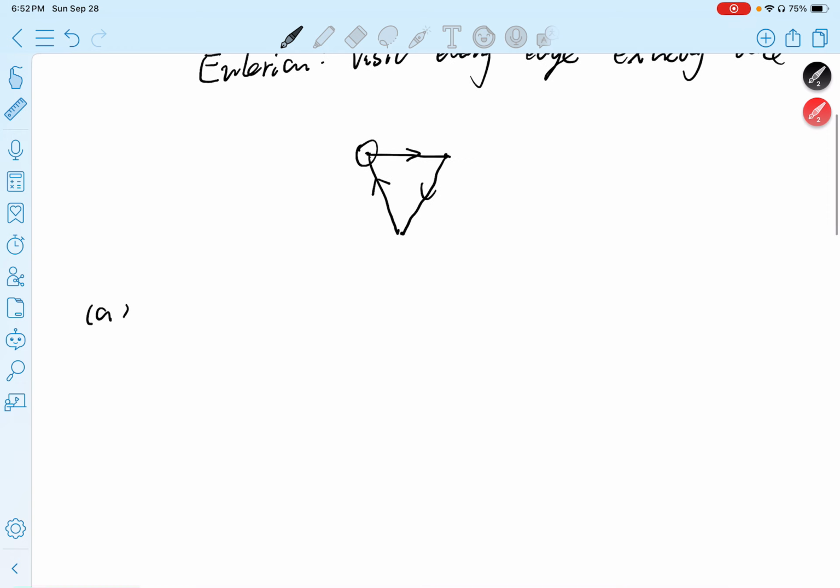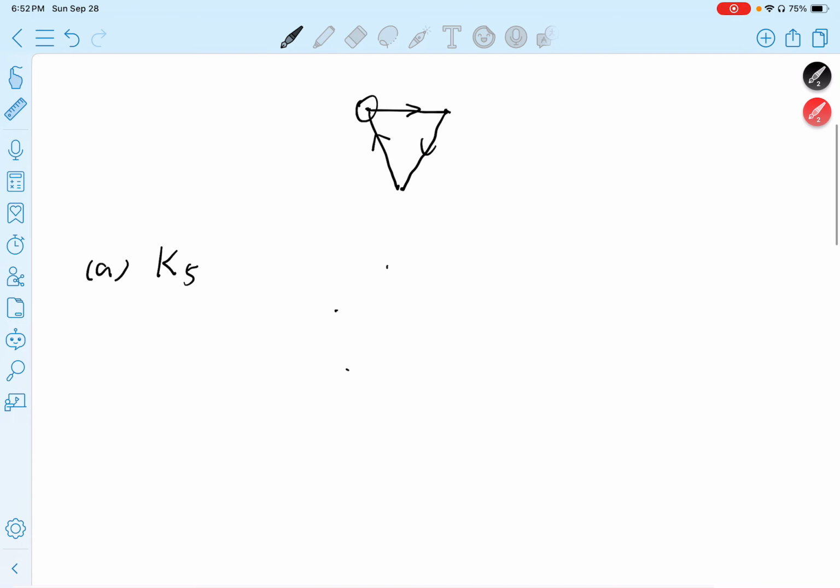Part A, we have K5. If you see the symbol K, then it represents a complete graph. So for K5, you have 5 vertices, and a complete graph is a graph where every vertex is connected to all of the other vertices. For example, this graph will form something like a star. If you look at every vertex, for example this one, it is connected to all of the others. You see there are 4 edges out of it.